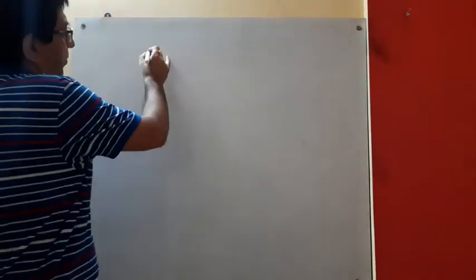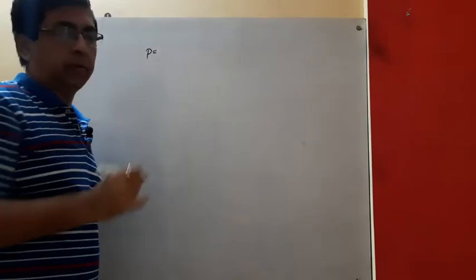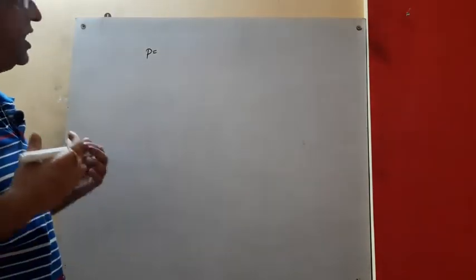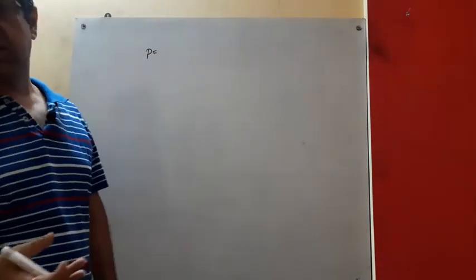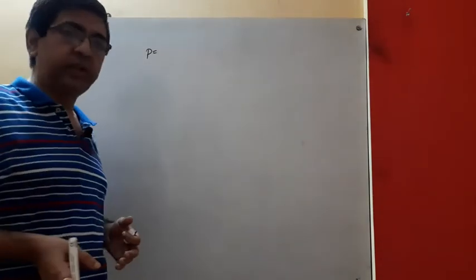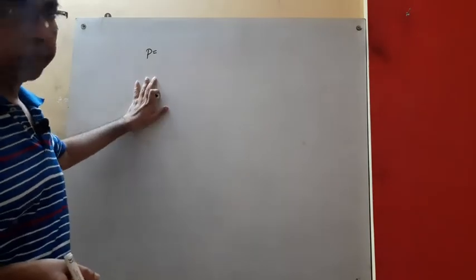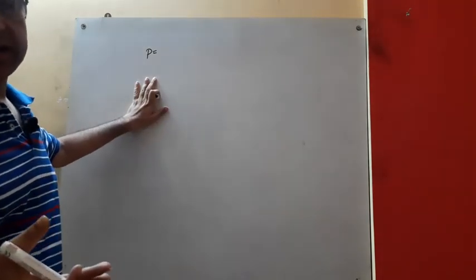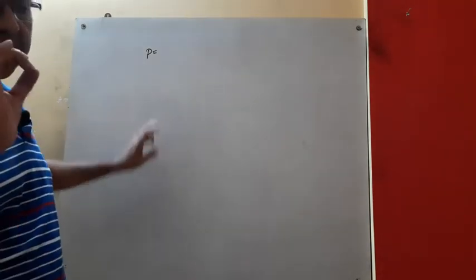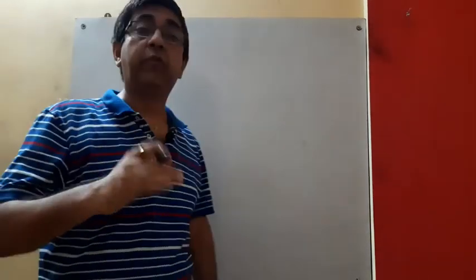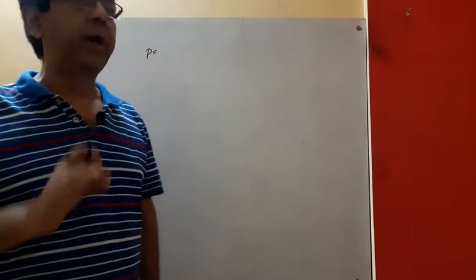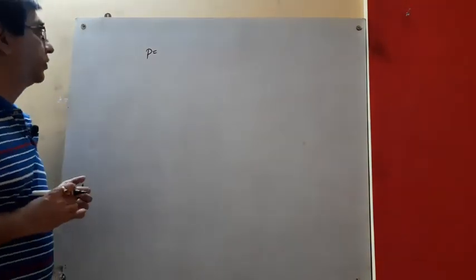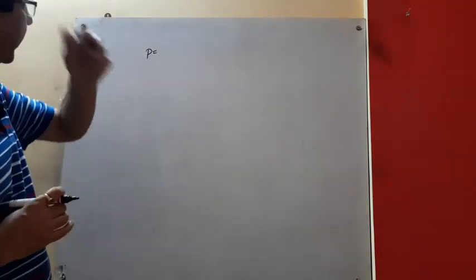Anyway, what is P? P is the principal, that is the main amount which is to be deposited at the bank. And what is rate of interest? Rate of interest is a rule by which your deposit will be increased.